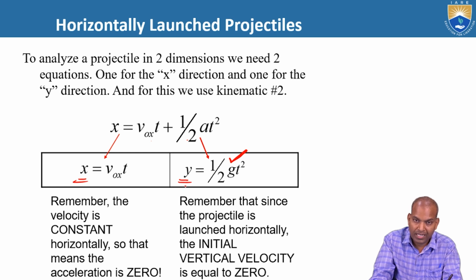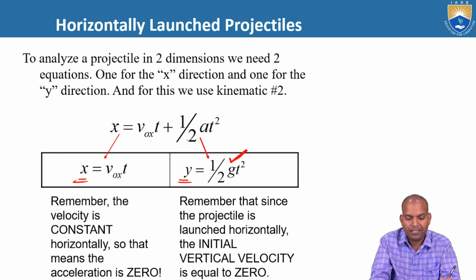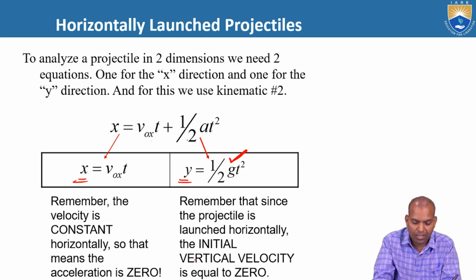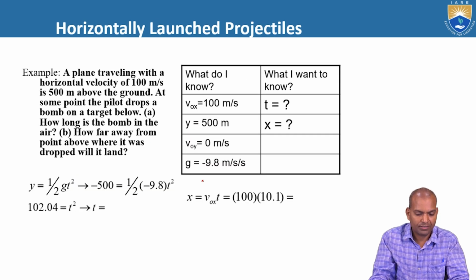Now, what about acceleration for the vertical case? Since the projectile is launched horizontally, for this case that we studied, the initial vertical velocity is equal to 0. Then what is going to be acting here? Only y equals half g t squared.